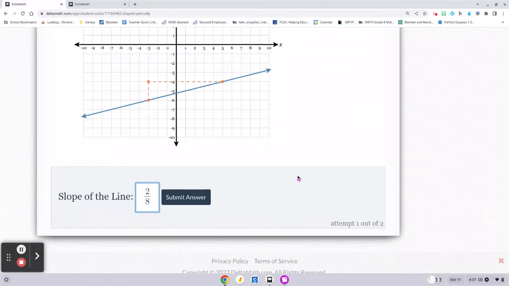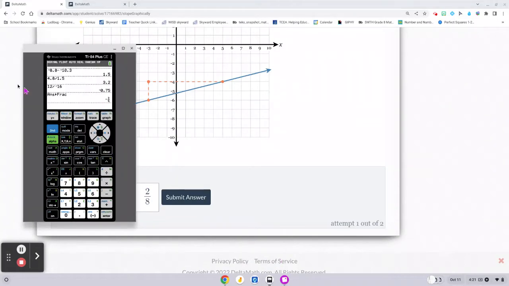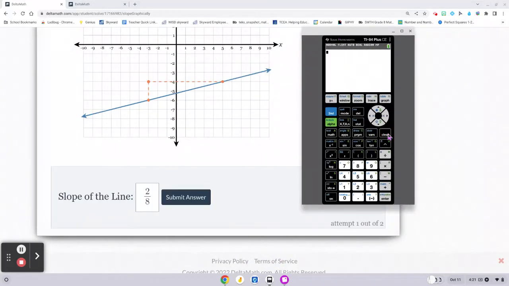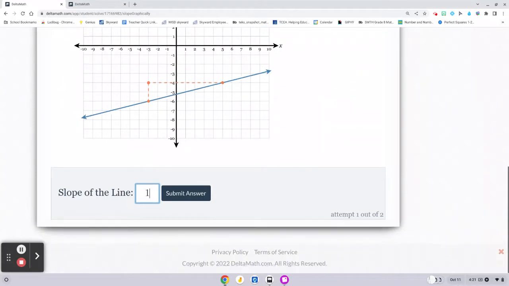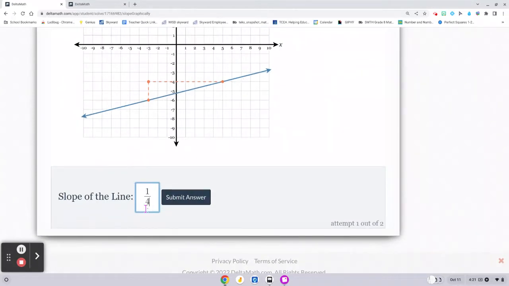Now, this is not reduced. So this one is easy to reduce, but I want to build on using the calculator to check ourselves. If you need to check reducing a fraction, 2 divided by 8 is 0.25. Remember, you can go to math, enter to get the answer changed to a fraction, and it will reduce it for you. So you can be sure that you reduce it correctly. So 2/8 divided by 2 becomes 1/4. So we want to make sure the answer is fully simplified before we submit.